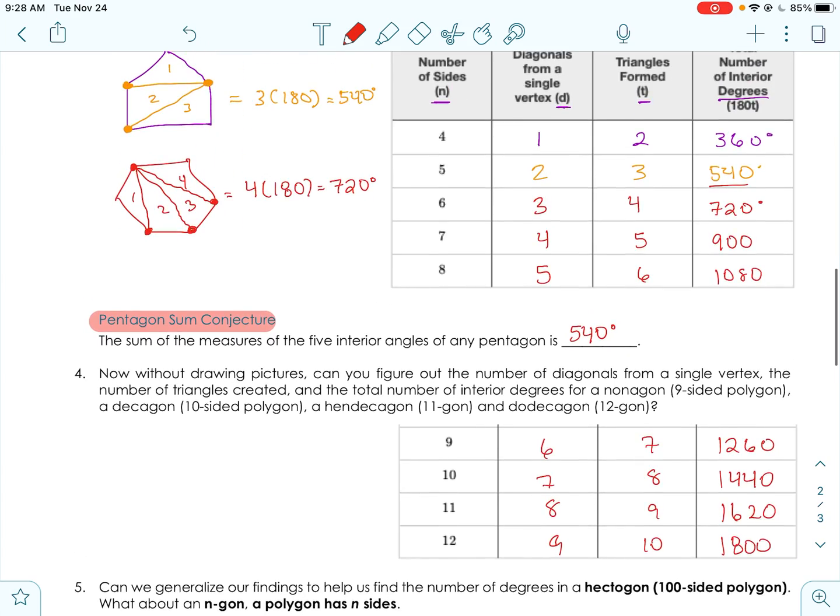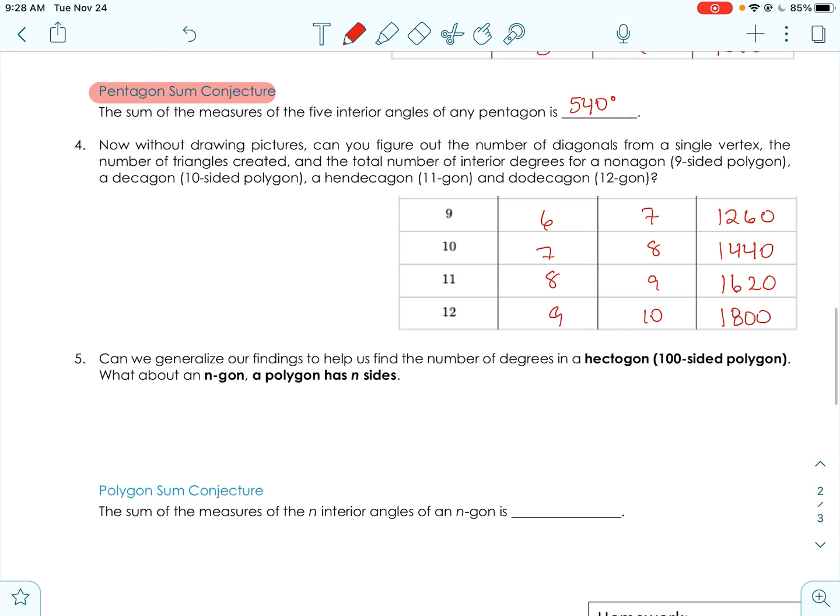So we have found the number of diagonals that are created in each of these shapes, and the number of triangles that are created in each of these shapes. But what if we wanted to figure out the number of degrees in a hectagon, which is a 100-sided polygon? What about an n-gon, a polygon that has n sides? Right now, we would have to continue this table all the way up to 100, and that would be a lot of unnecessary writing.